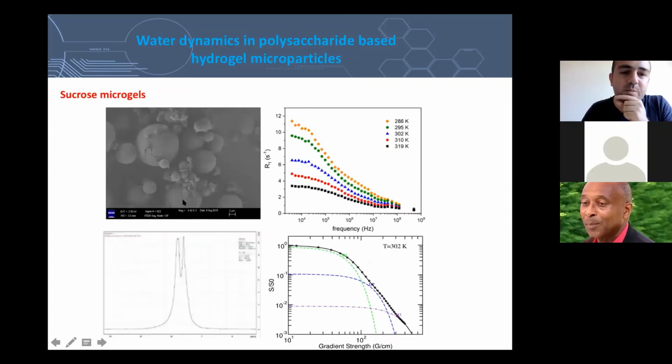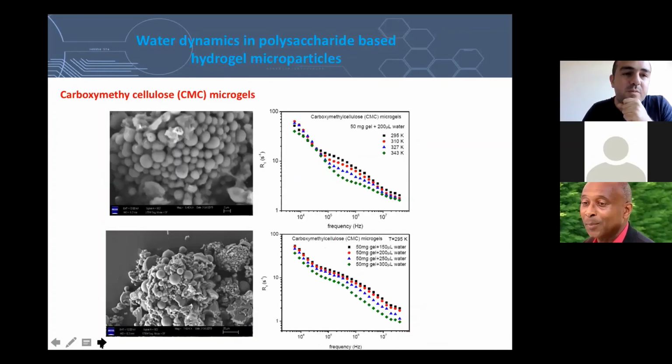In another example, we studied sucrose, and here we have totally expected behavior. We see that the trend of the water proton relaxation rate is normal, so the chemical exchange is not so, let's say, efficient, but still we have 3 diffusion processes. And for the carboxymethyl cellulose, here we again have normal behavior, except at the very low frequency range.